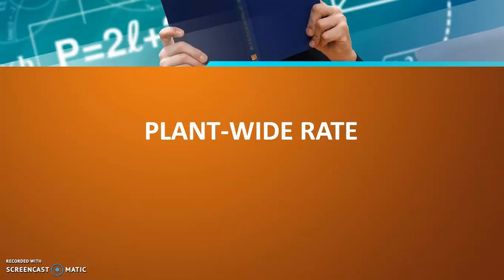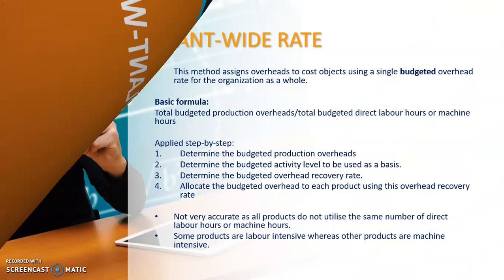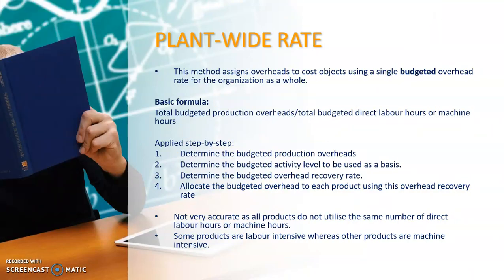Okay. Now, looking at the plant-wide rate, this is not difficult to actually determine, right? So with the plant-wide rate, when we use this method, it's basically entailing us assigning overheads to our cost objects using a single budgeted overhead recovery rate, right? And this will be for the entire organization as a whole. So it's not like we've got a different rate per department or per activity. You use one flat rate throughout, right?